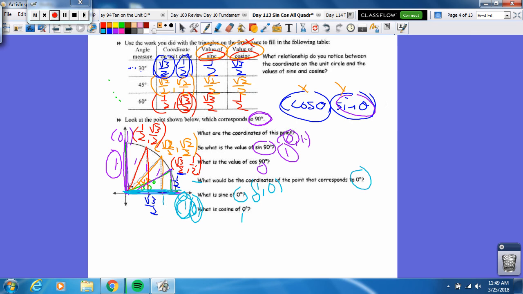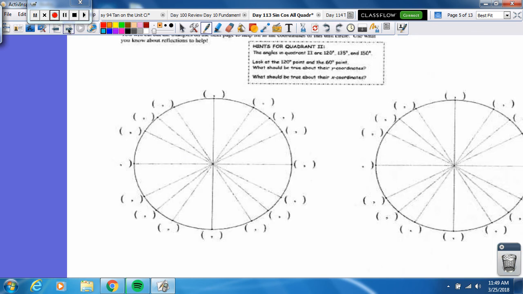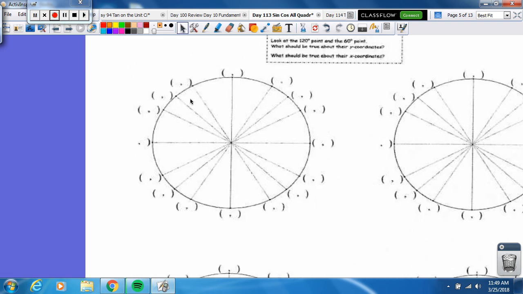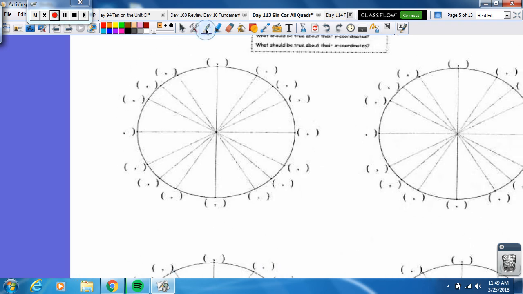Cool. Okay, so now let's put it all together. All right. So now we're going to go beyond the first quadrant. Okay, so first, let's label what we got. So we got 0, 30 degrees. That's 45 degrees. Then we have 60 degrees. Then we have 90 degrees.